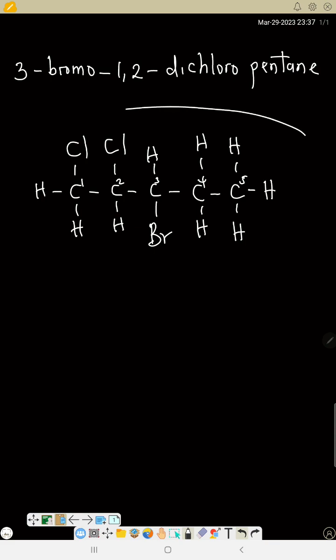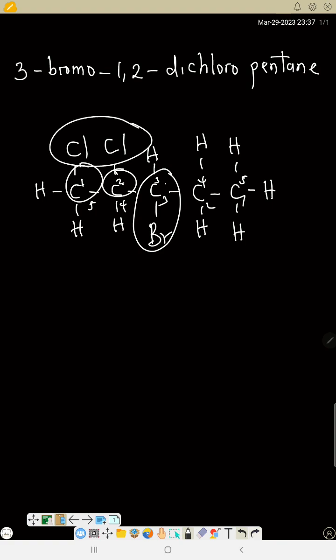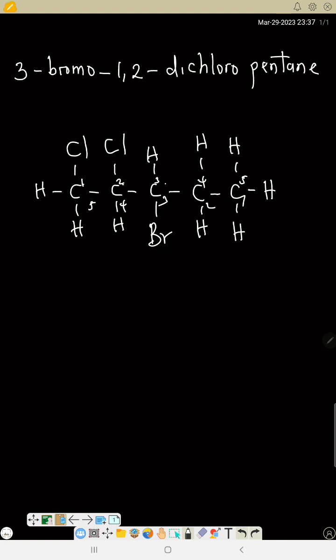So anybody that wants to name this will surely number forward and backward. 1, 2, 3, 4, 5. And the person will go this way with the smallest number. So it will still be 3-bromo-1,2-dichloropentane, because it's 5 carbons. So that is how you can go forward and backward. So now let's see another one.